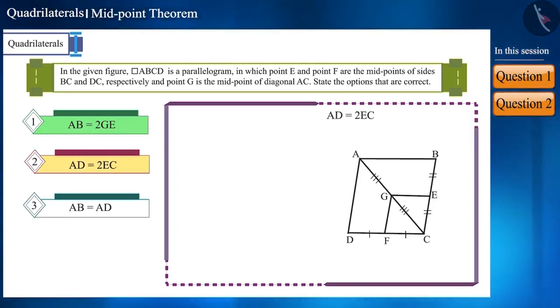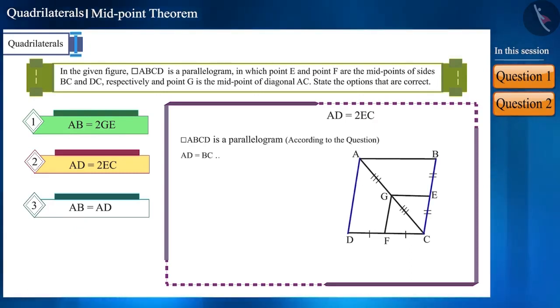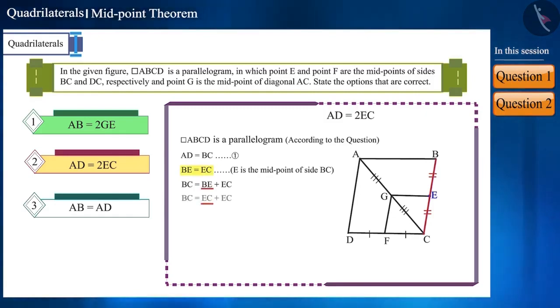Now we shall look at the second option. We are given that ABCD is a parallelogram. So sides AD and BC will be equal, and point E is the midpoint of side BC. Therefore, BE will be equal to EC. We can write BC in this way. We can substitute EC in place of BE. Friends, you can see that we get AD equal to 2EC. That is, the second option is also correct.